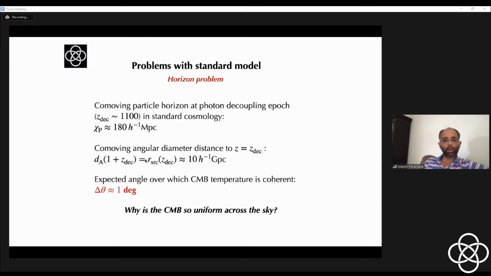And this will turn out to be this particular quantity, dA times 1 plus z. And that will turn out to be a number of order 10 gigaparsec. Okay. So again, I invite you to do these calculations and get these numbers right. So here is a 180 H inverse megaparsec, which is the physical size, and 10 gigaparsec is the angular diameter distance. So if I take the ratio of these two numbers, you can quickly do it on your computers.